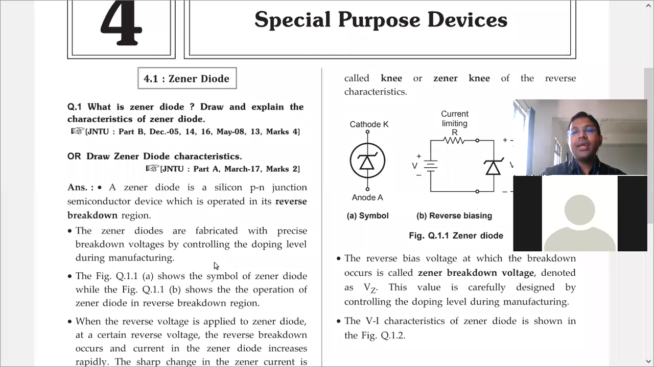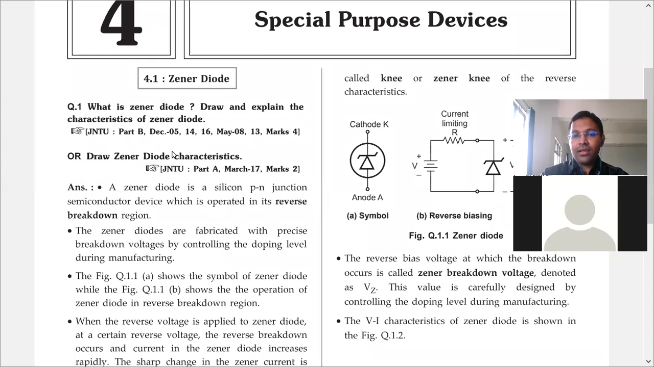Breakdown happens at what bias? Forward bias or reverse bias? Anybody please answer again. Breakdown of the PN junction, it happens under what condition? Forward bias or reverse bias? Yes, please answer, students. The breakdown, okay, good.